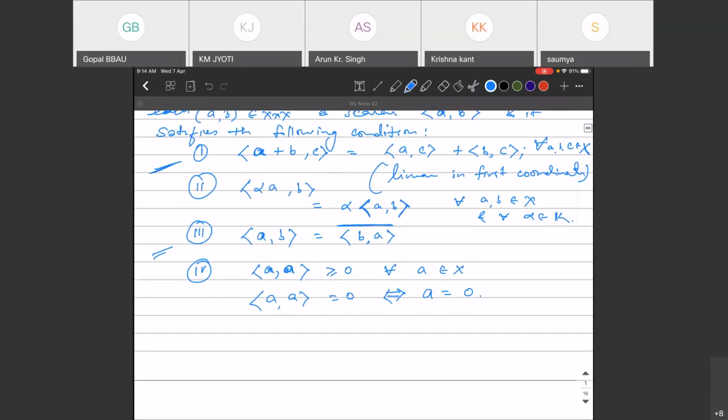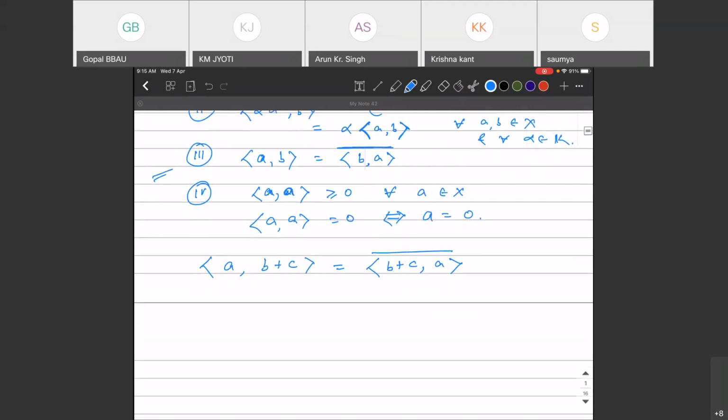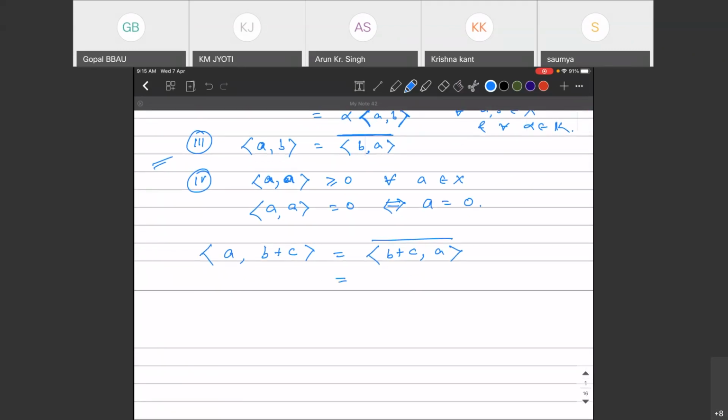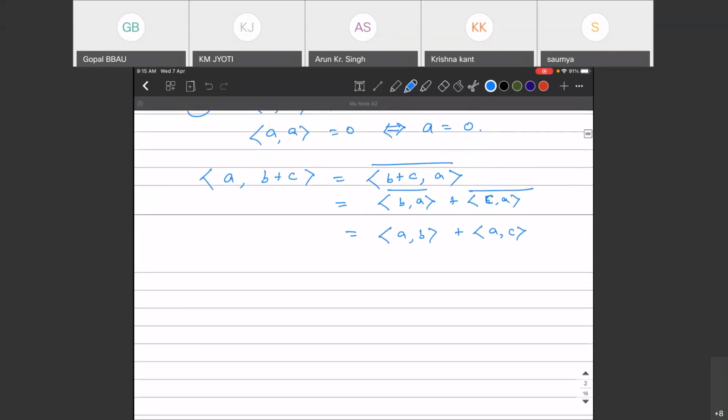So from the first and third conditions, C times the inner product of A comma B plus C is the same as the conjugate of the inner product of B plus C comma A. Then this is the conjugate of B comma A plus the conjugate of C comma A. So this is nothing but A comma B plus A comma C. Here it is linear.